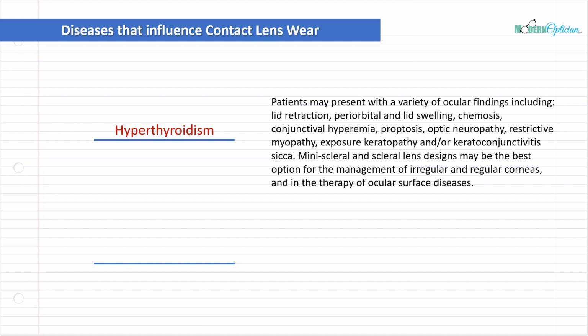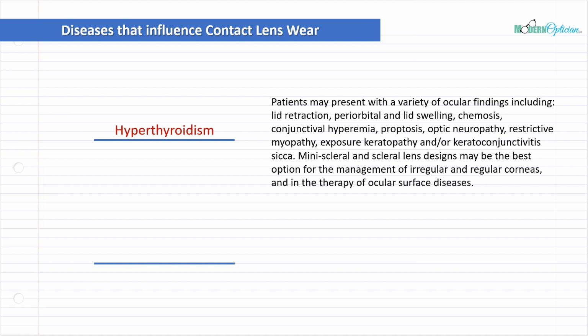Mini-scleral or scleral lenses may be the best option for the management of irregular or regular corneas and in the therapy of ocular surface disease. Wow, that was a mouthful. All this to say, if a person is suffering from hyperthyroidism, there are major ocular implications.